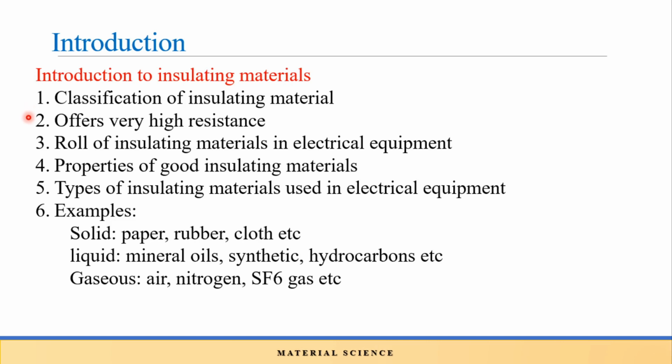Now second point, offers very high resistance. Already we know that if we are talking about the insulating material, then the basic function of insulating material is to offer very high resistance. So I can say insulating materials are those which offer very high resistance to flow of electric current through them when subjected to an electric potential. So this is the second point regarding the insulating material.